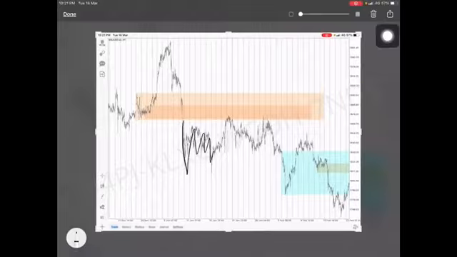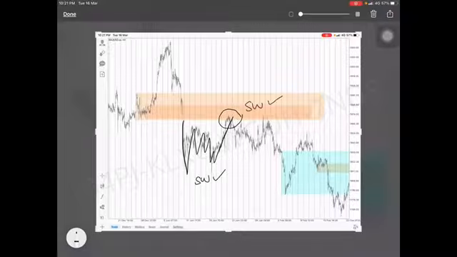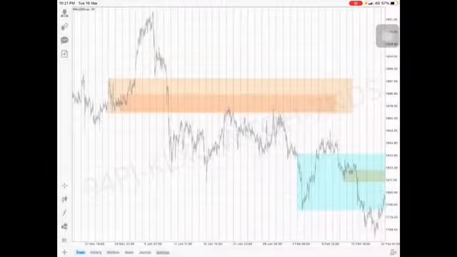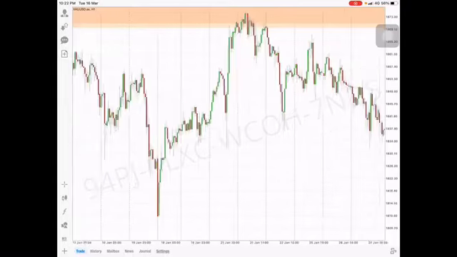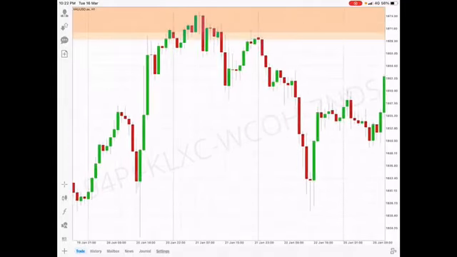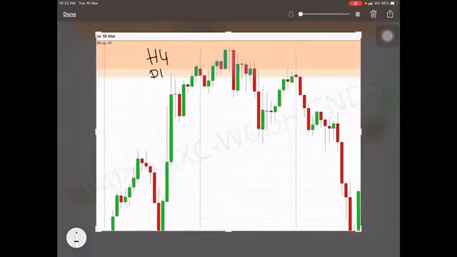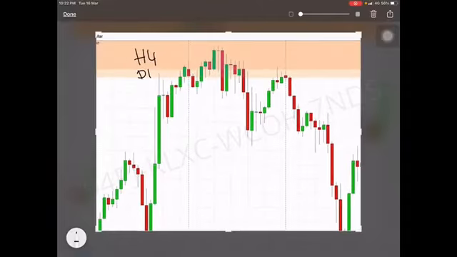Is there a sideways pullback? Yes. Is there a sideways inside of the zone? Is this a sideways or not? Yes, so there is also sideways inside of the zone. Now, when the price reached the zone, this one is the H4 zone and this one is the daily zone. As you can see, the price has broken out of the H4 zone. This is the sell breakout, right?